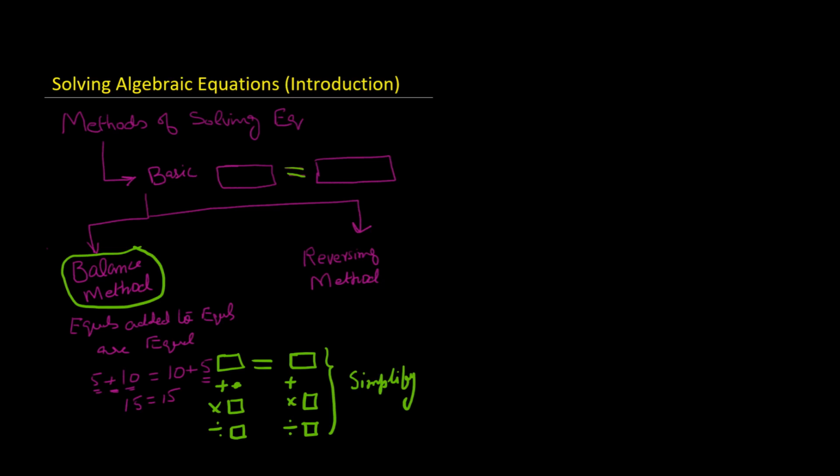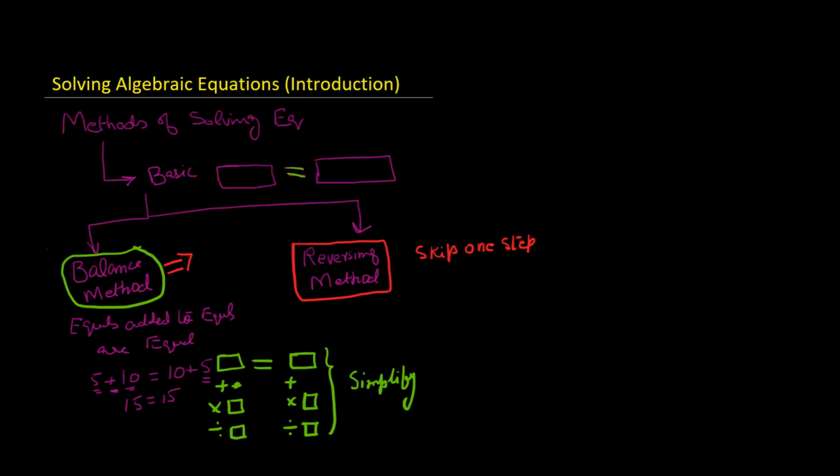The other method is the reversing method. When you are very comfortable with the balance method, then you can do the reversing method. The reversing method is the same as the balance method, but we skip one step. We just skip one step. And when I explain these methods, I will explain how it differs from the balance method.